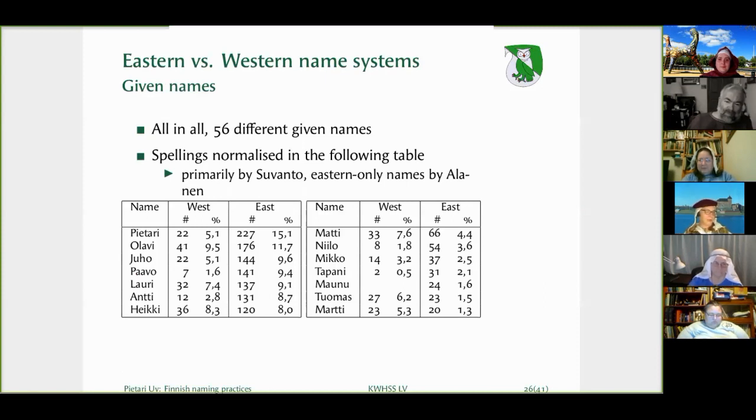So all in all, there are 56 different given names that appear in this data set, and they are listed in these tables, normalized as is customary in Finnish history. The article that will appear in the proceedings does have appendixes that have the documentary forms, so don't fret too much.